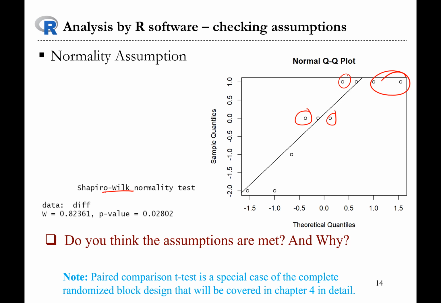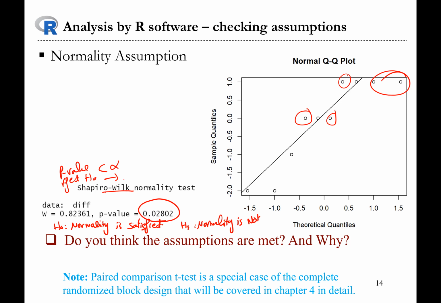Shapiro test. The p-value is small. I reject H0. H0 says normality is satisfied for the differences. Again, this p-value is less than alpha, less than 5%. So we reject H0. It means normality is not satisfied.